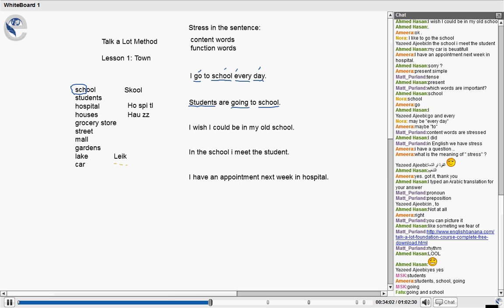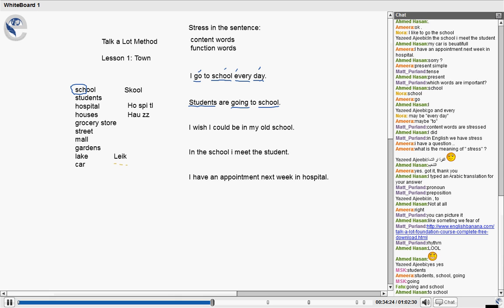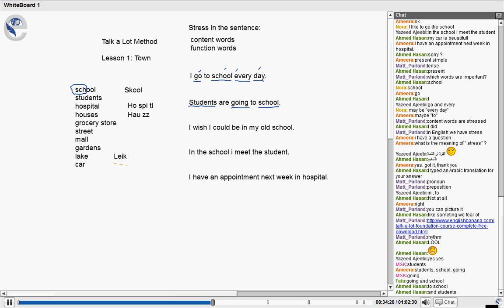Listen to the pronunciation. Students. Which syllable is stressed? Students. Students are going to school. Which syllable is stressed? We've got 2 syllables and we have to choose one. Do you hear students or students? No. First syllable, students.